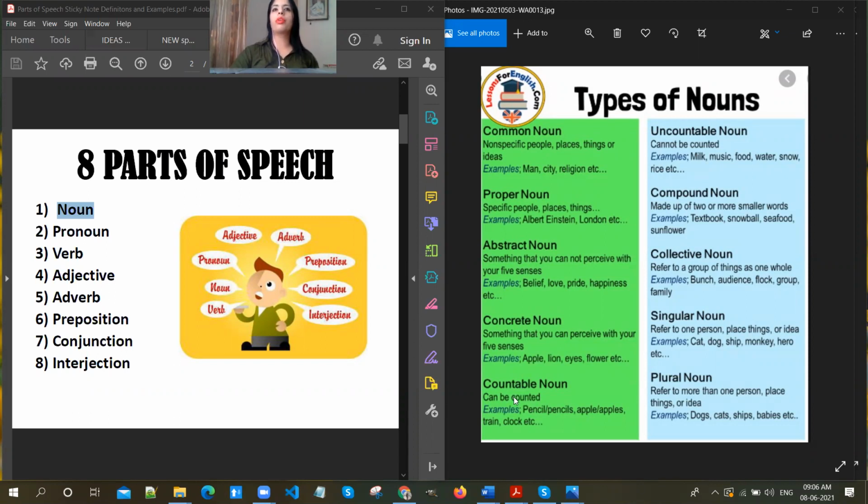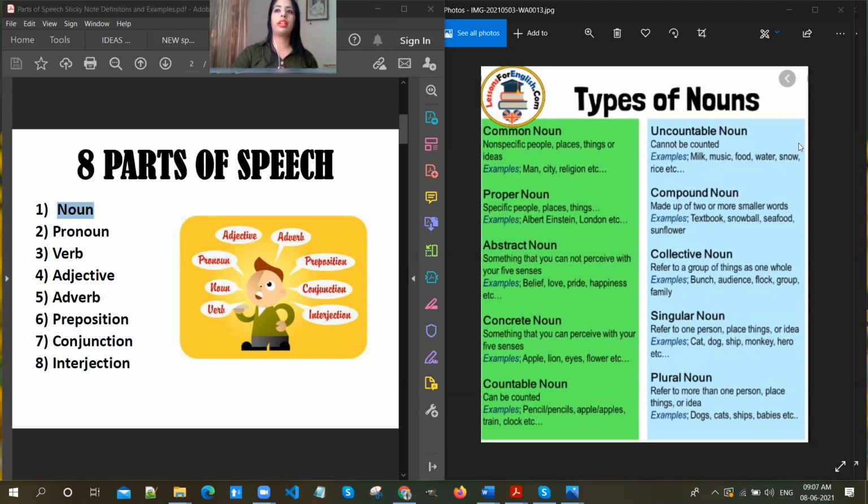Next category of noun is countable noun. Countable nouns are the nouns that can be counted. We can count them, right? For example, I have 10 pencils. I have a few friends. So this also falls in the category of countable noun. Pencils, apples, train, clock. Next is uncountable nouns. Uncountable nouns are the nouns that cannot be counted. For example, milk. You can't count the milk, you can just measure it. Music, food, water, snow, rice. So these are the words which are uncountable nouns.